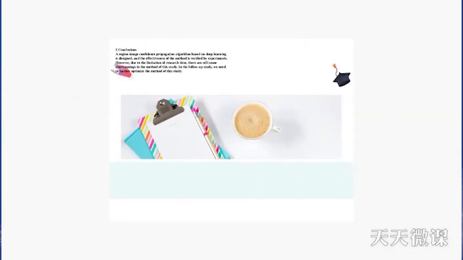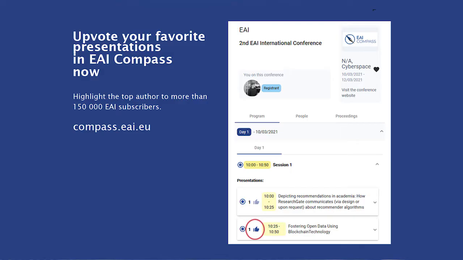Conclusions. A region image confidence propagation algorithm based on deep learning is designed, and the effectiveness of the method is verified by experiments. However, due to the limitation of research time, there are still some shortcomings in the method of this study. In the follow-up study, we need to further optimize the method of this study.